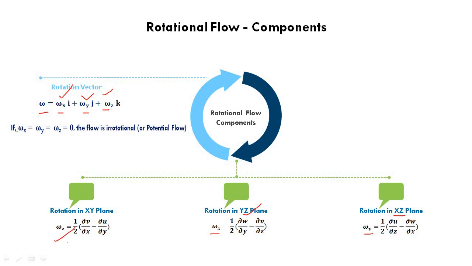Omega z is defined as 1/2 into (∂v/∂x − ∂u/∂y). Omega x is 1/2 into (∂w/∂y − ∂v/∂z), where w is the velocity component along the z direction. Omega y is 1/2 into (∂u/∂z − ∂w/∂x).